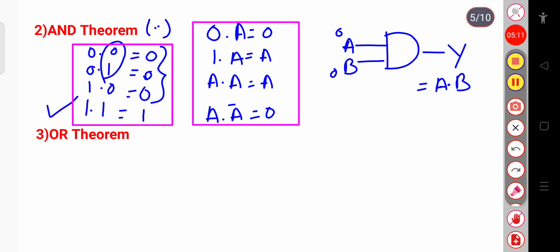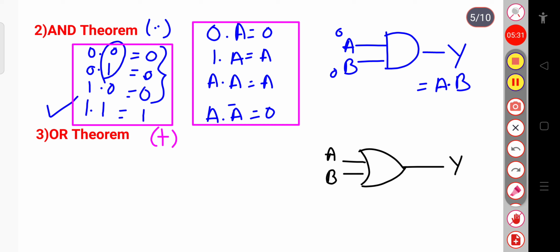Now we will see the OR theorem. In the OR theorem, the operation is simply the addition symbol. And you know the gate for it, this is the symbol for the OR gate. A and B are the input terminals and Y is the output terminal, and that is equal to A plus B.